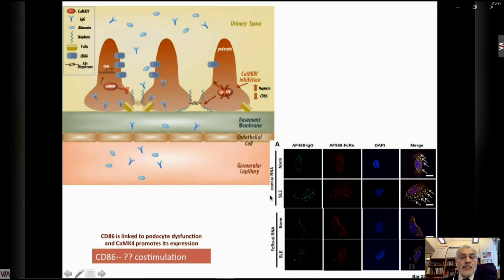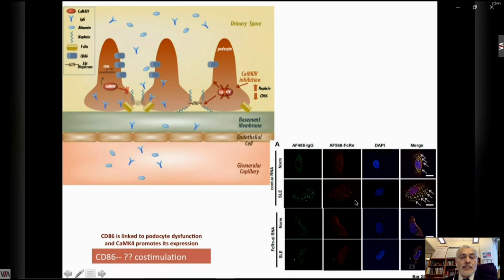When we exposed podocytes to IgG from patients with lupus, we could see that IgG entered the podocytes, and this localized with increased CAMK4. This IgG entered through the FcRn receptor, which podocytes express, and when we challenged that, the entrance of IgG into the podocytes decreased significantly.